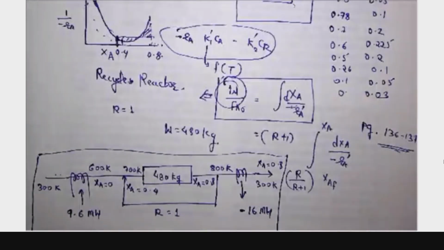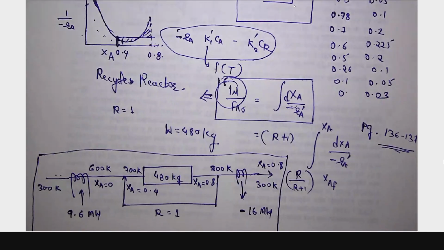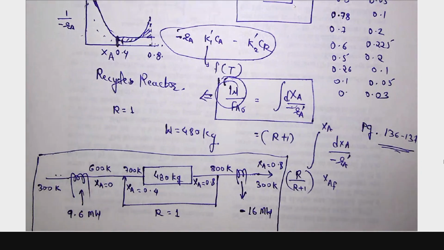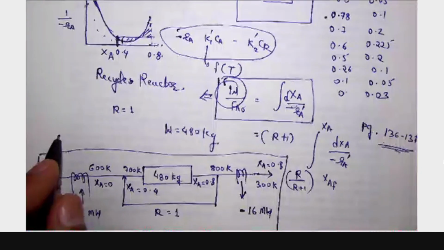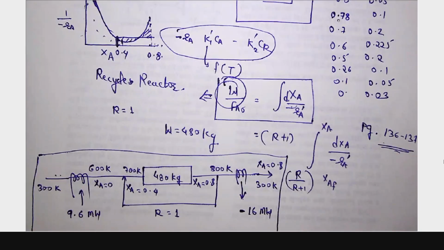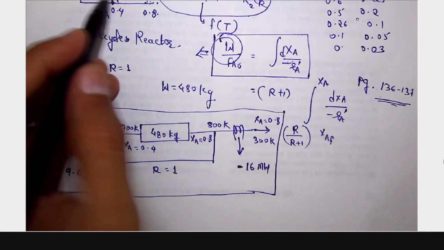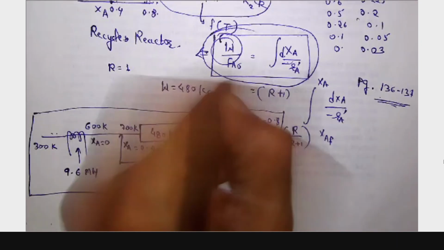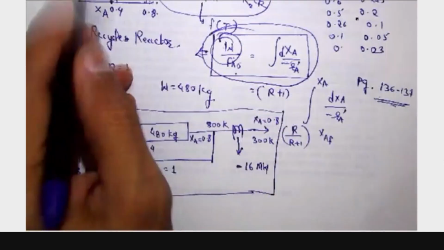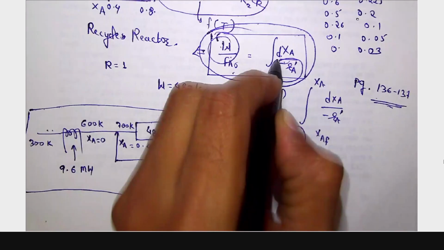Sir, can you explain again why we shift to 1 upon minus rA versus XA? Because without that, how can you find out the weight of the catalyst? We have to shift. How can you get these values? This particular curve, W upon FA, is not of a straightforward nature. If you directly substitute the rA expression, that will be more difficult, and you cannot solve that equation integrally.